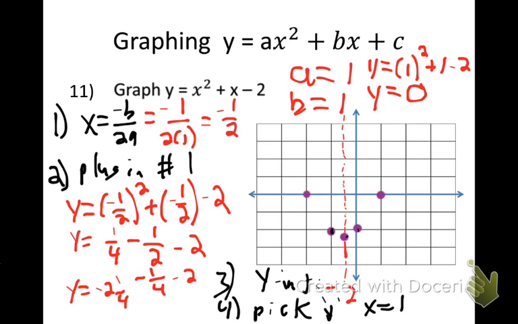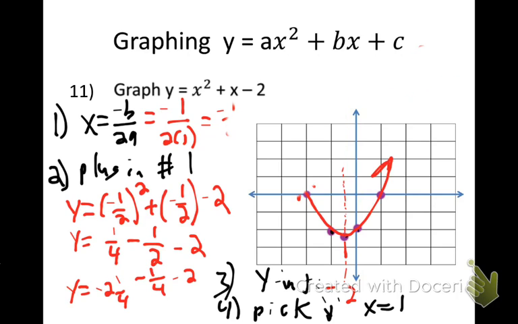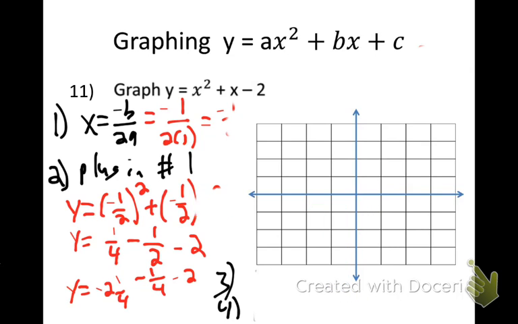Didn't we just say y was negative 1 and a 4th? Negative 2 1/4. Okay. Let's try another one. I'm going to erase all this. I'll give you another one. Same process.